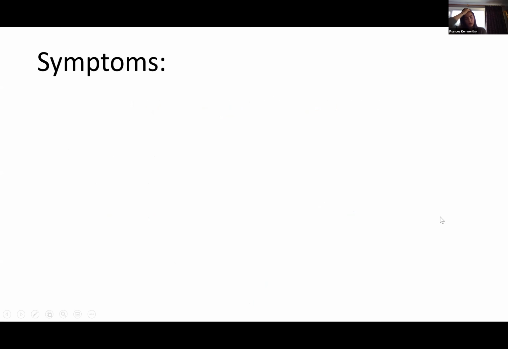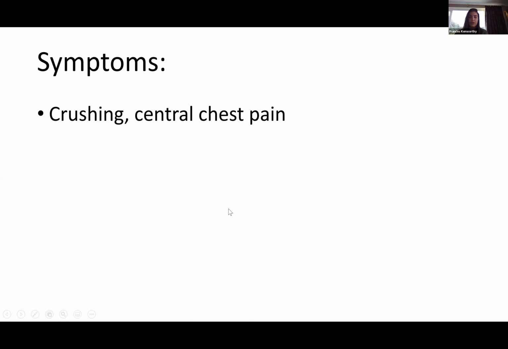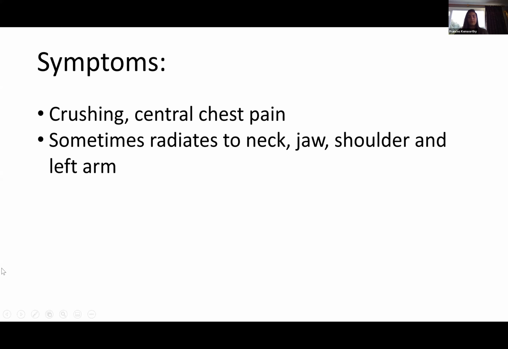So symptoms as well. This really helps you form a differential. You'll get to learn all the different symptoms for all different diseases. It's a lot, but once you know the really defining symptoms of each disease, it really helps you form those differential diagnoses. So people tend to describe it as a crushing central chest pain. Often they'll make sort of hand gestures like that, which really sort of points you in that direction. Sometimes it radiates to the neck, jaw and shoulders.